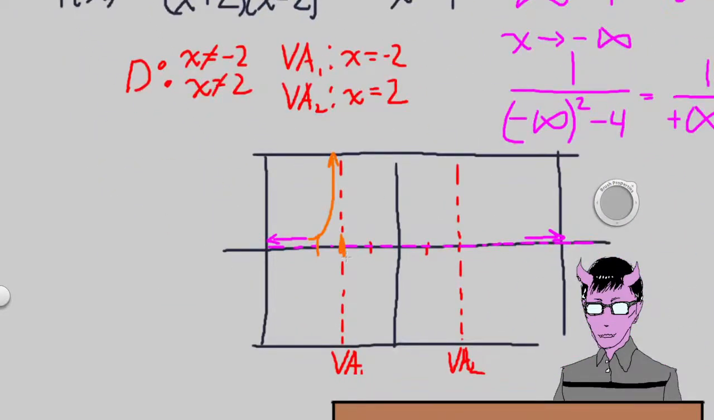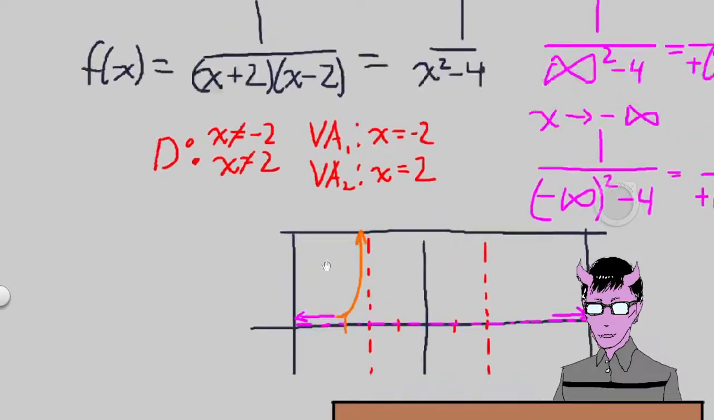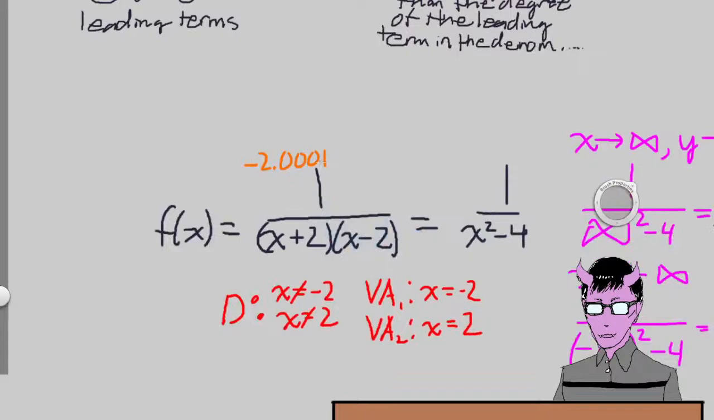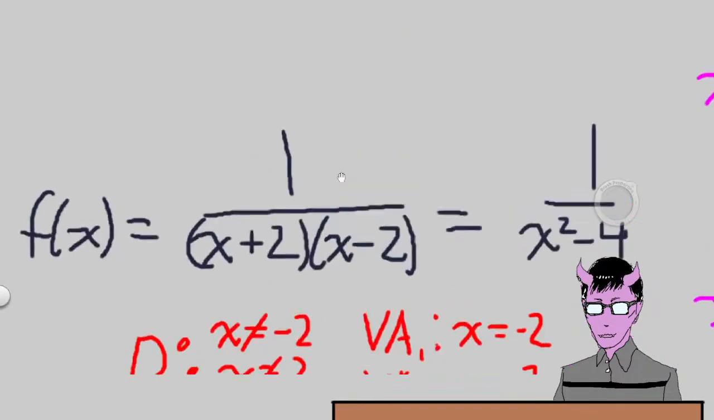So we can't plug in negative 2, but we can plug in something very close to negative 2. So we can plug in something like negative 2.0001-ish. So it's very small. It's very close to negative 2, but it's slightly less than negative 2, okay? So that's the idea. We're plugging in something very close to negative 2.